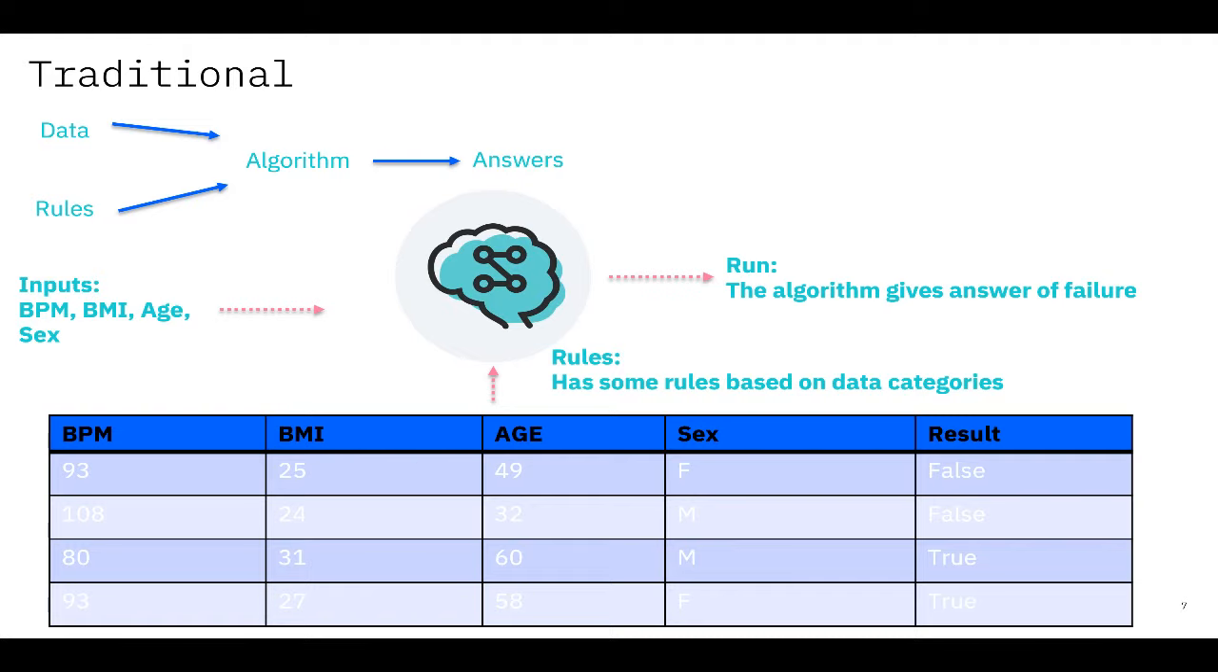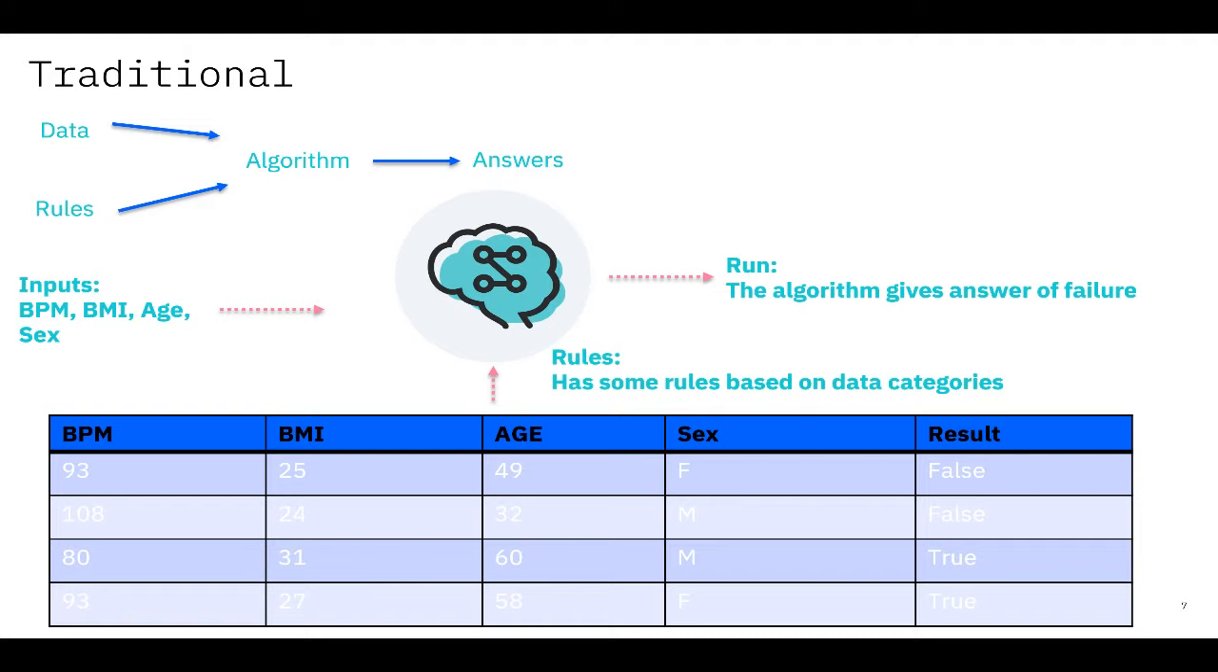So with traditional programming, we take this data and we would have to input some sort of set of rules to create an algorithm based on these rules. So then we'll use this algorithm to get answers, as in the result, whether the heart will fail or not. So answers are essentially what you're trying to predict with this algorithm. You'll be trying to predict the result, whether the heart will fail.